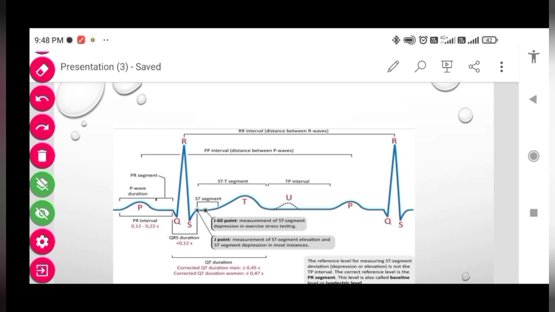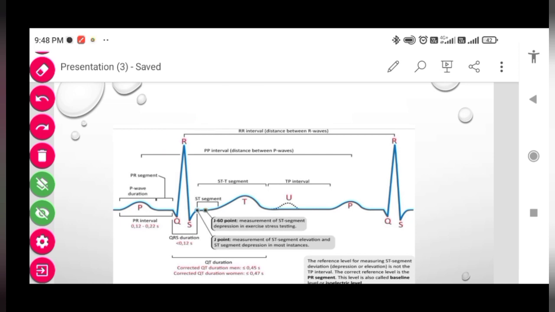Next, what is the duration of the P wave? The duration of the P wave is 0.12 seconds. Next, coming to the QRS complex. What is the duration of the QRS complex? As you can see here, it is less than 0.12 seconds. Right. Next.